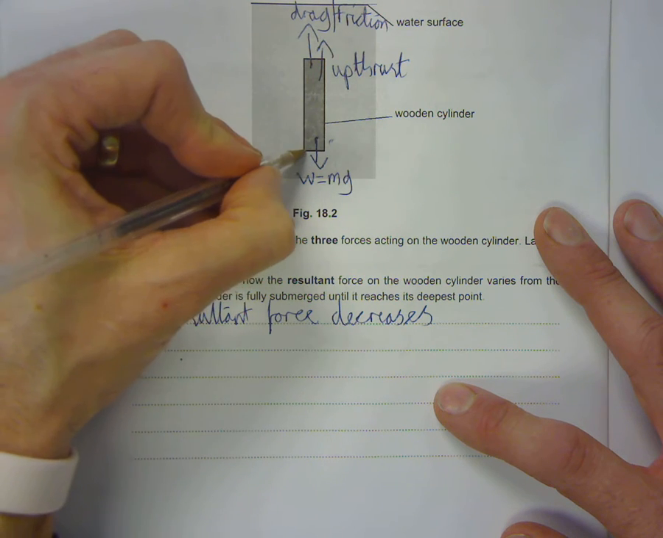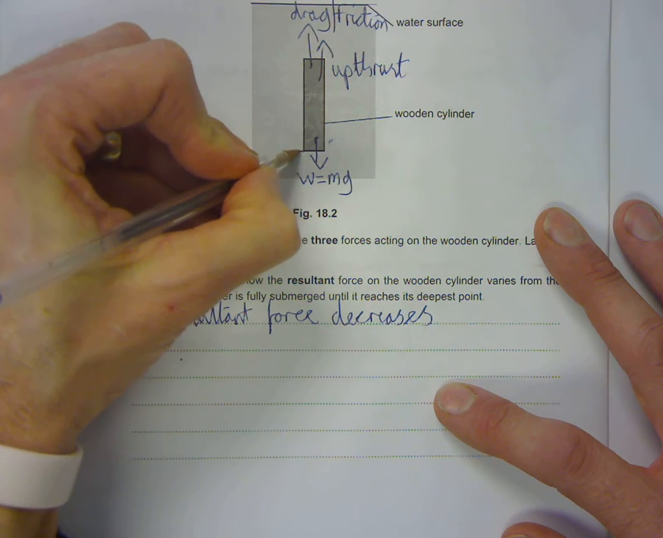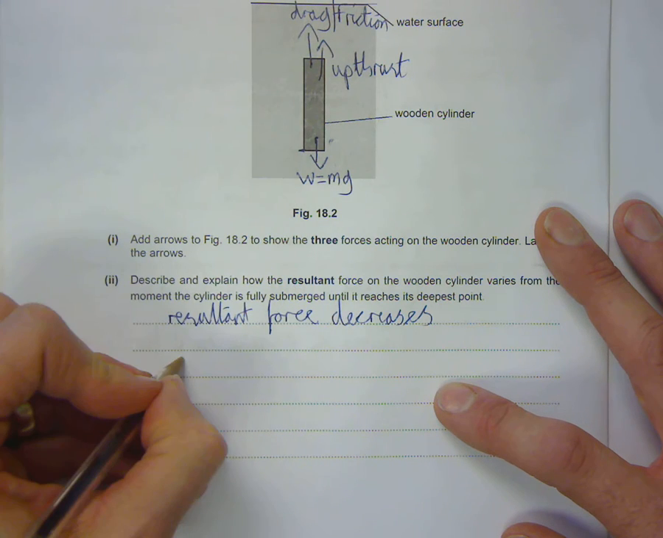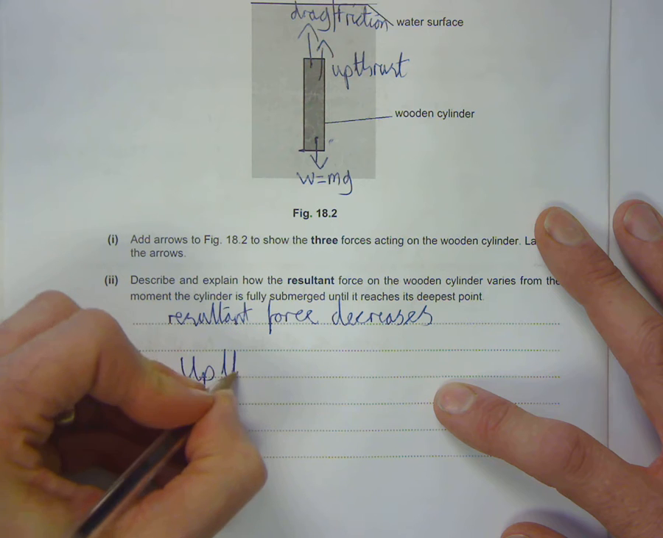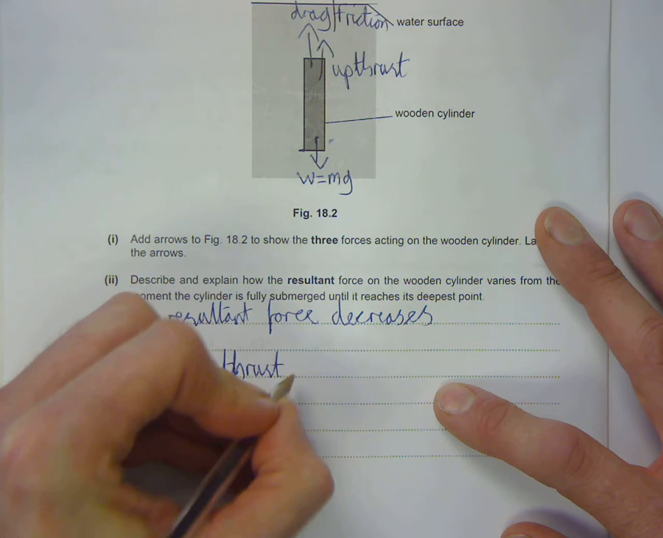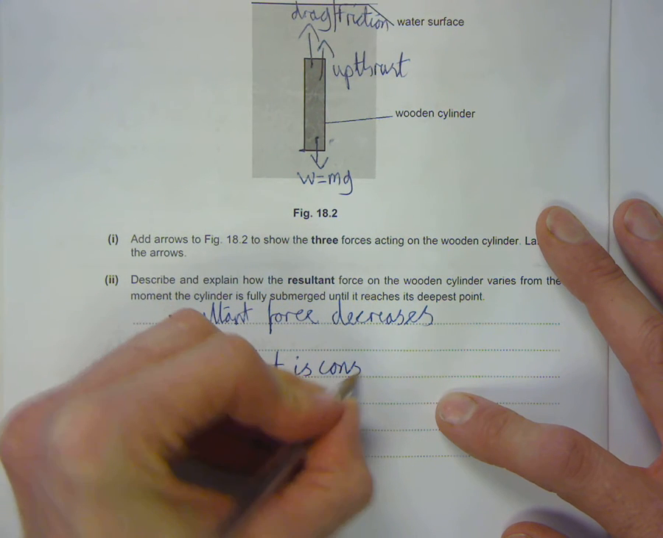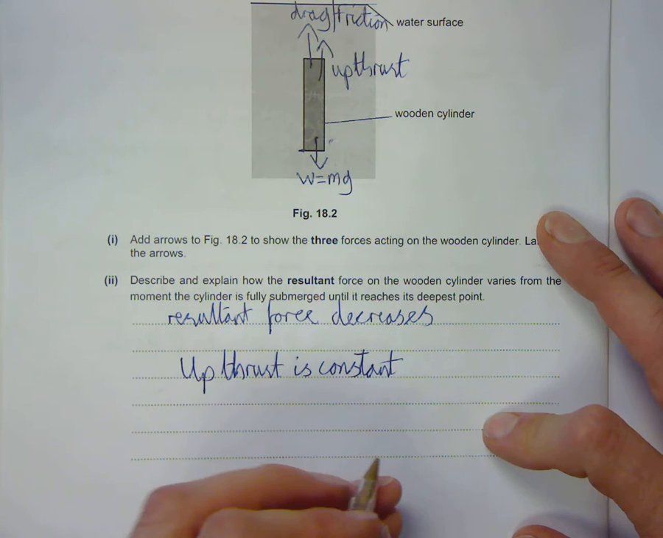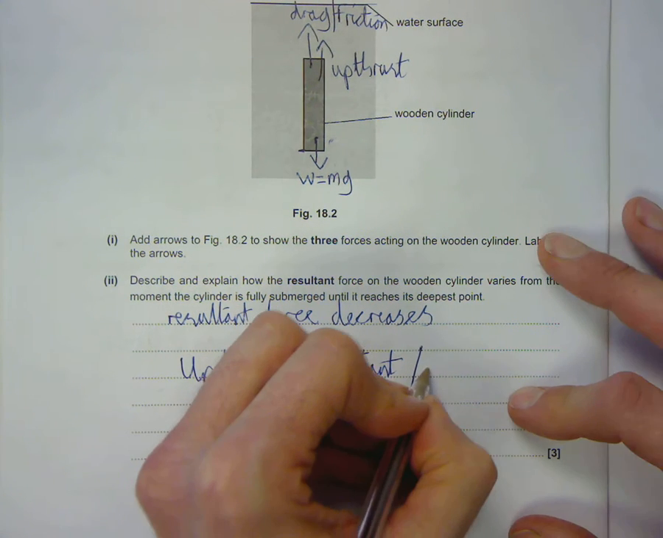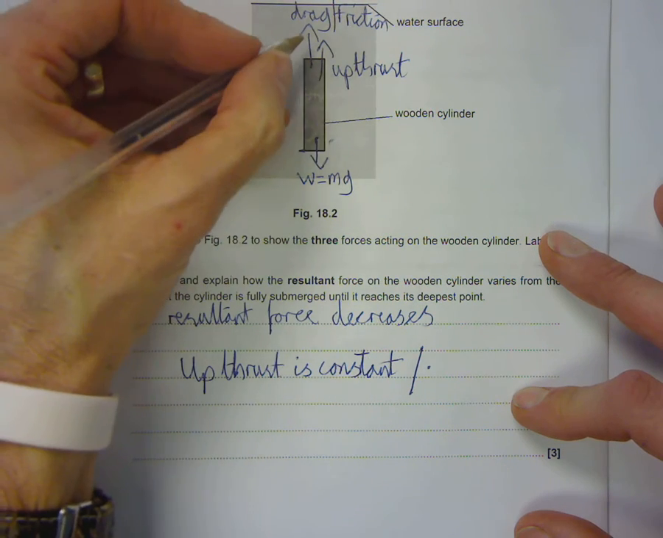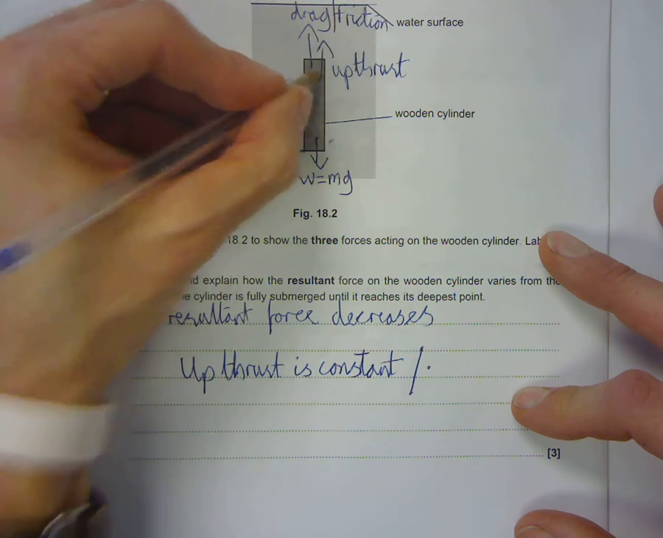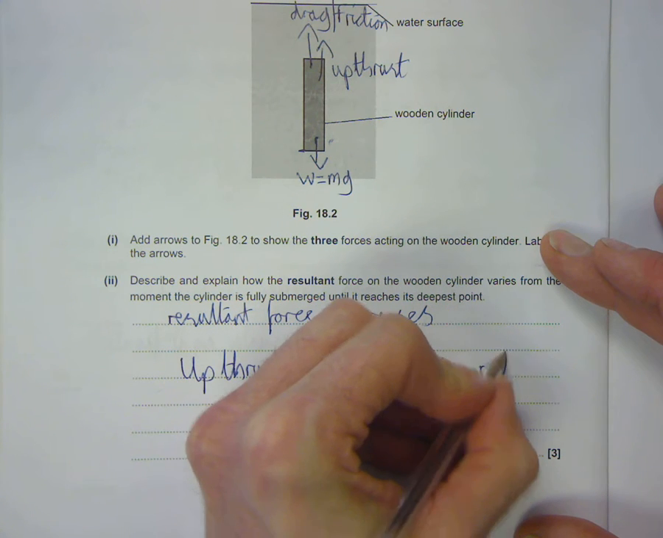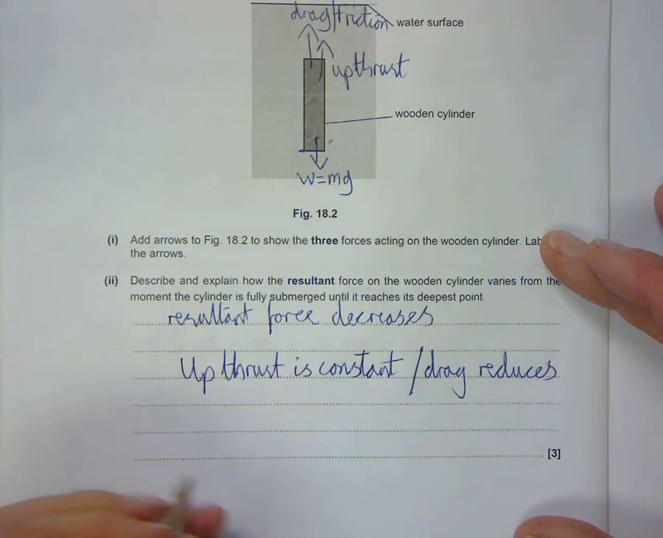Up thrust is going to be the difference due to the difference in pressure between the top and the bottom. Well, the height doesn't change, therefore the up thrust is constant. I think a lot of people miss that out in the exam. You could say, therefore, if up thrust is constant and it's decelerating, the drag reduces. That's for your second mark.